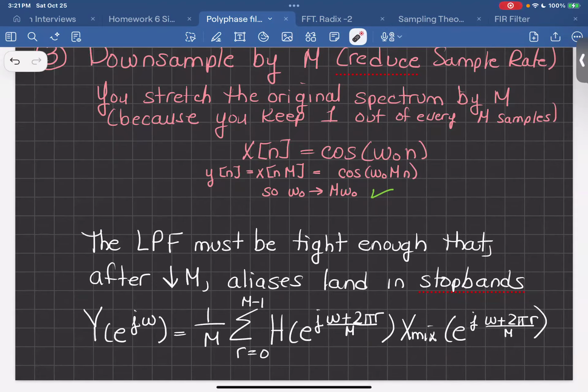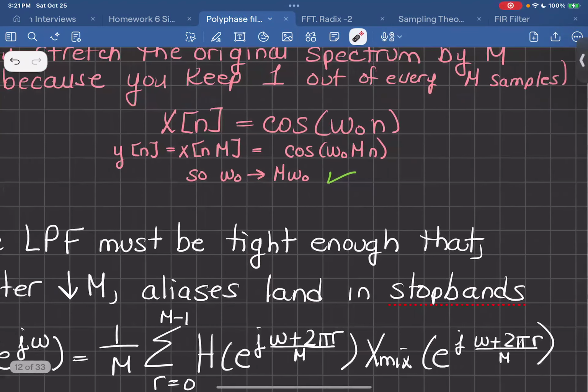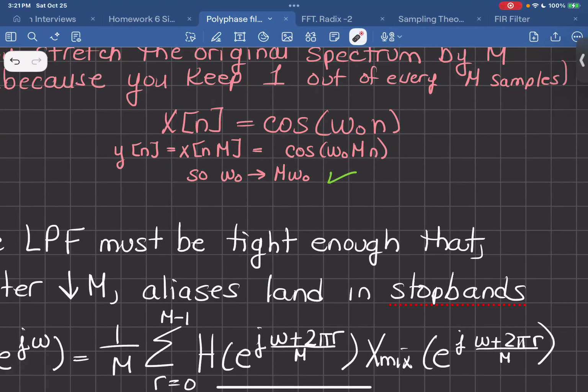So you stretch the original spectrum by M. And what does that mean? You keep 1 out of every M samples. I see students getting mixed up with this all the time. I found this example and I felt like this was good. Say you have x of n equals cosine omega naught n, and you were to scale this by M. That means every Mth sample you're taking. So when n equals 1 and M equals 2, then you're taking the second sample.